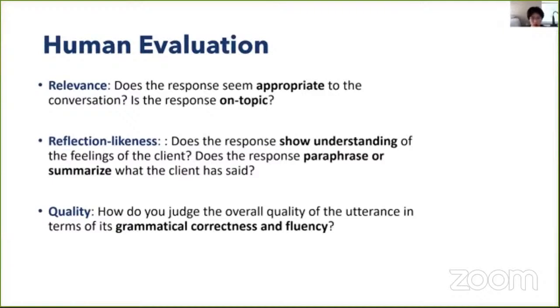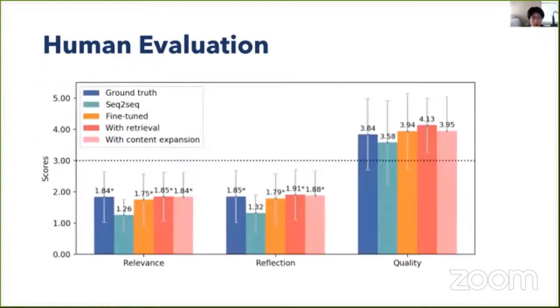We used 3 different criteria, where relevance measures whether the response is on topic, reflection likeness measures whether it follows the guideline for reflection, and quality measures whether it is fluent and without grammatical errors. The result shows that all the models based on pre-trained GPT-2 significantly outperform the baseline. It is also shown that the model is able to generate better outputs using additional context from the retrieval and the content expansion approach. And the model achieved a score similar to the ground truth on all 3 metrics.